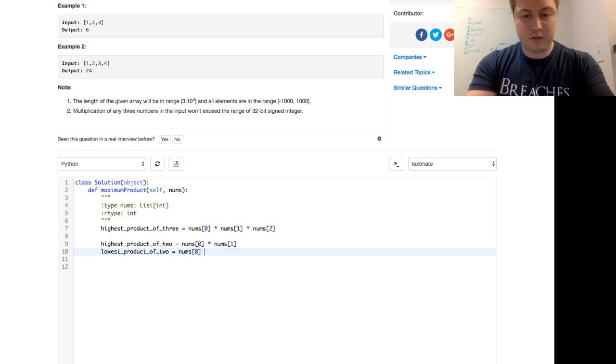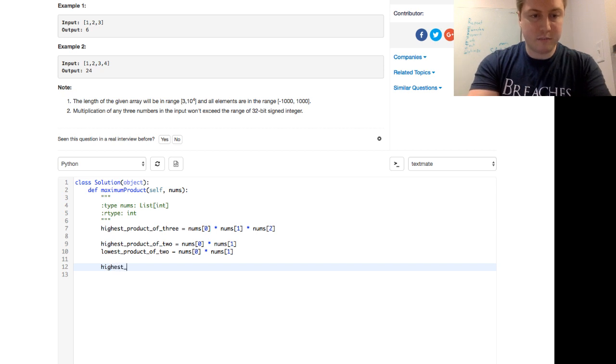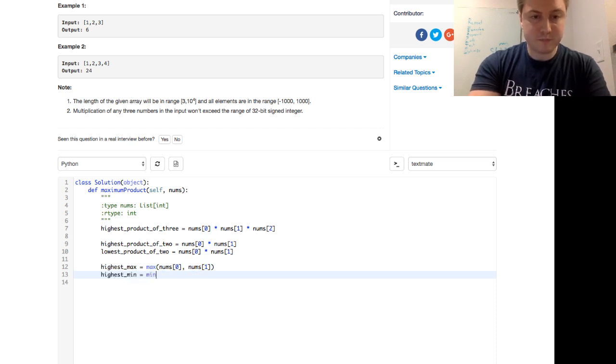And then we have the highest max, we'll call it. This naming is not great, but we'll roll with it. And that's just going to be nums of 0 and nums of 1. The highest min is going to be very similar. That's just the min of the first 2 numbers in the list, Python list or array in other languages.